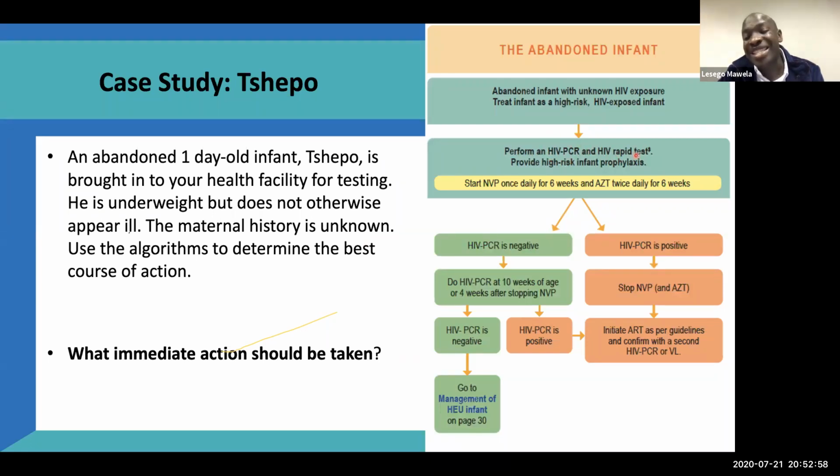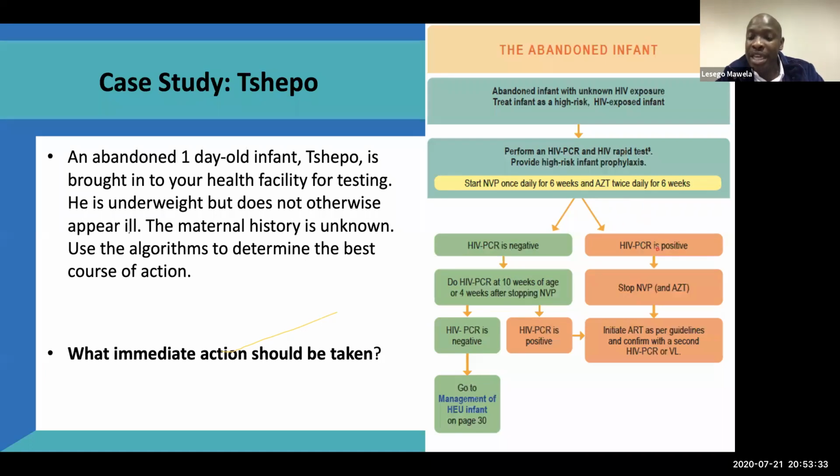However, if the rapid test is negative, the child might still have received low doses of the HIV from the mother and so on. So an HIV rapid test is no longer reliable, right? We are now also wanting to do a PCR, which will get the results later. Obviously, the rapid test results are there. But in essence, if you have an abandoned baby, you do two things. You test the child with a PCR and a rapid test. You give the child high-risk prophylaxis.